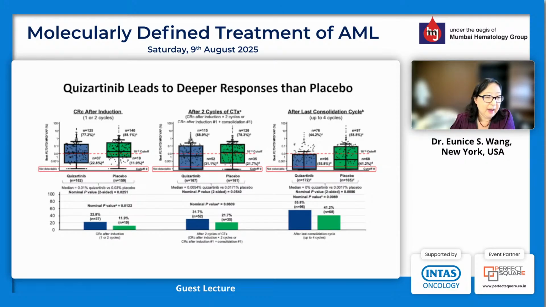And you can see that after induction, after consolidation, and after the last consolidation, this was the measurement of the FLT3 ITD measurable MRD status. And you can see at each time point that there was much less detectable ITD, and the MRD positive patients were much higher in the patients that were getting chemotherapy in the absence of FLT3 inhibition, suggesting that the specific addition of FLT3 inhibition can render more patients MRD negative and improve outcomes for that reason.